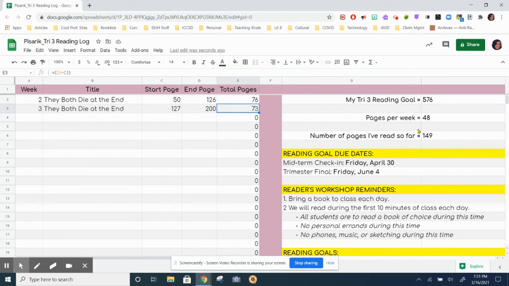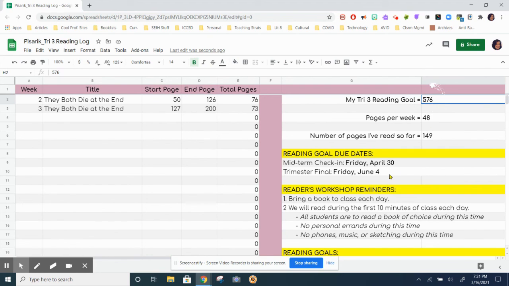It's also going to keep track of the number of pages I've read so far this trimester, which is over here, this 149 pages. That will help me keep track of how I'm doing on the way to my final trimester reading goal, which is 576 pages.